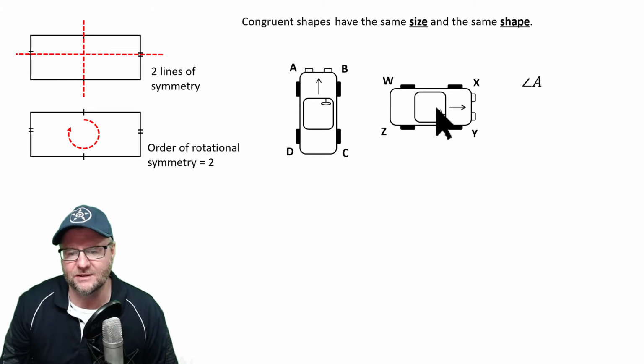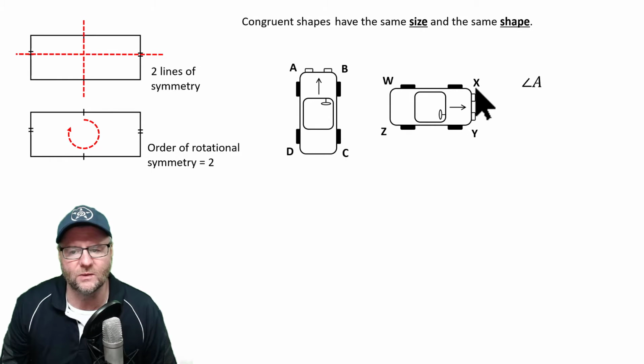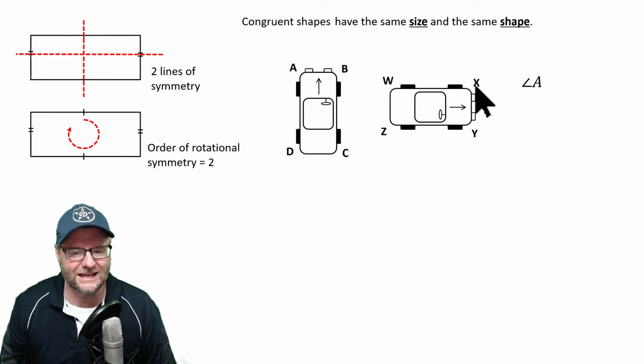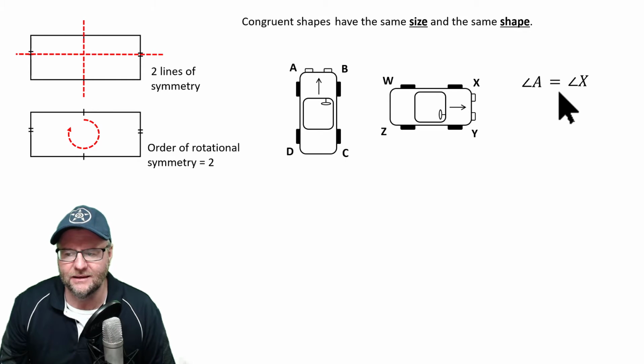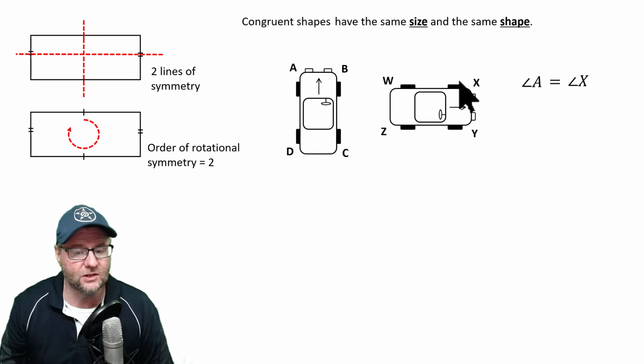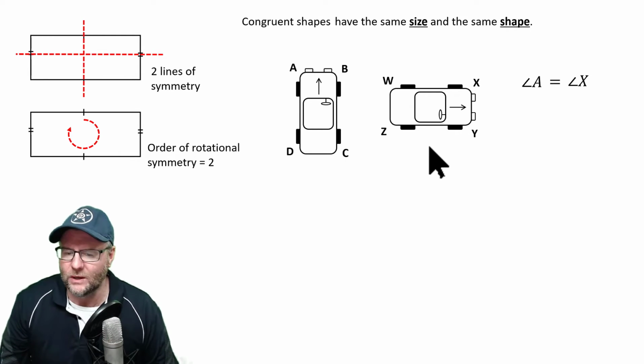It has a passenger side front, and you can see that that's this one here. It's the front of the car on the passenger side. So it's the same corner, or it's the corresponding corner to A. So I would say that angle A is equal to angle X. They are the same angles, just facing different directions.